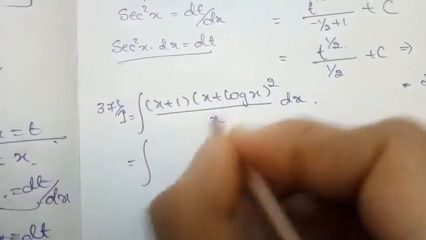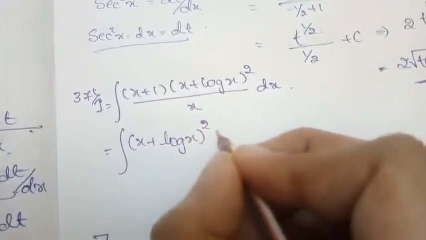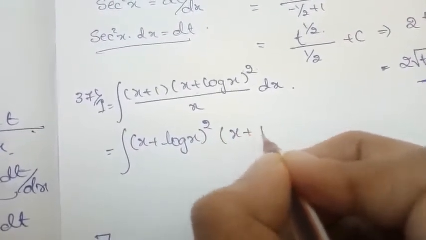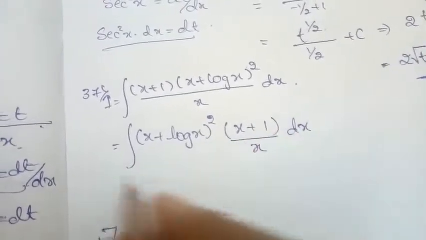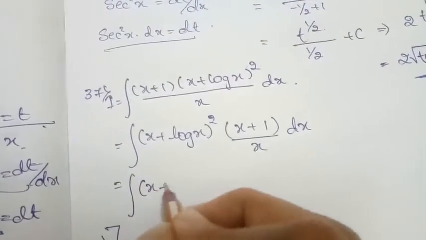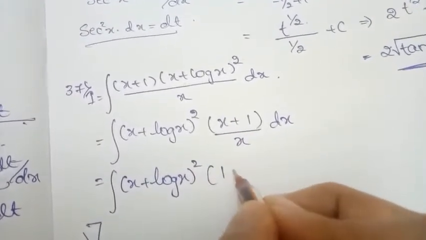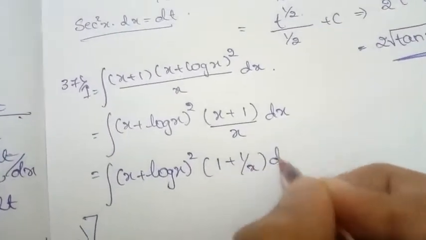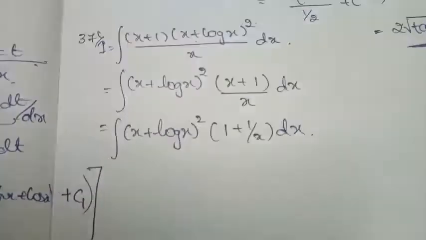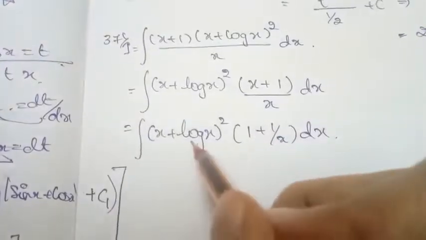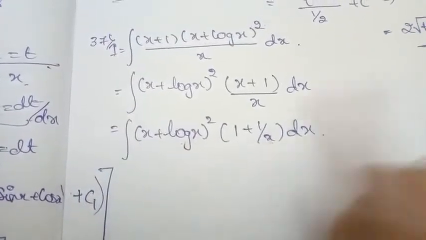I'll write this (x plus log x) whole square one side and write this one together, (x plus 1) divided by x, dx. So x plus log x whole square, x by x is 1, plus 1 by x, dx. Now you can see here properly, the differentiation of x with respect to x is 1. Differentiation of log x with respect to x is 1 by x. So we have the derivative of this thing here itself.